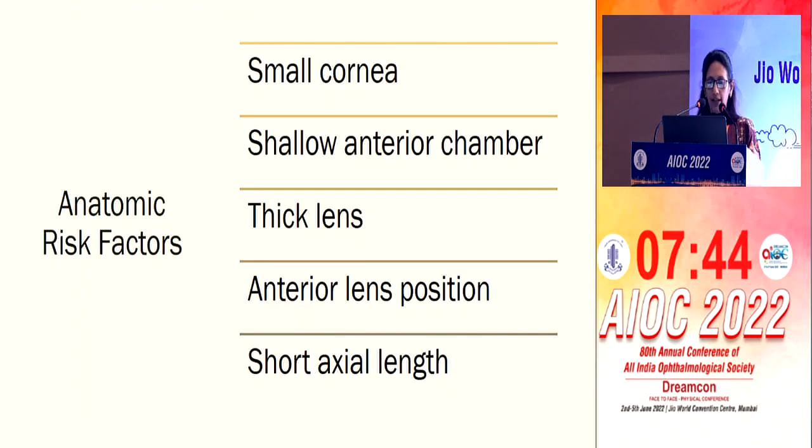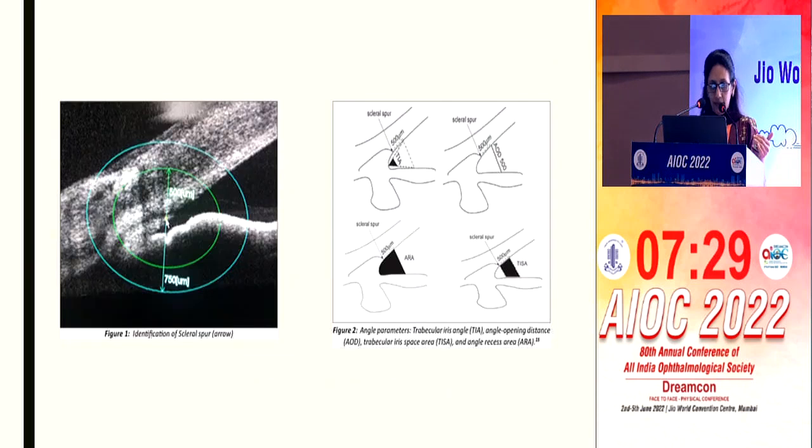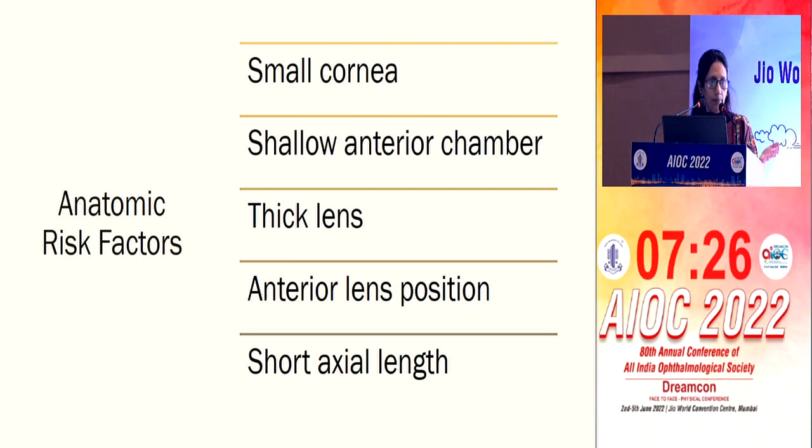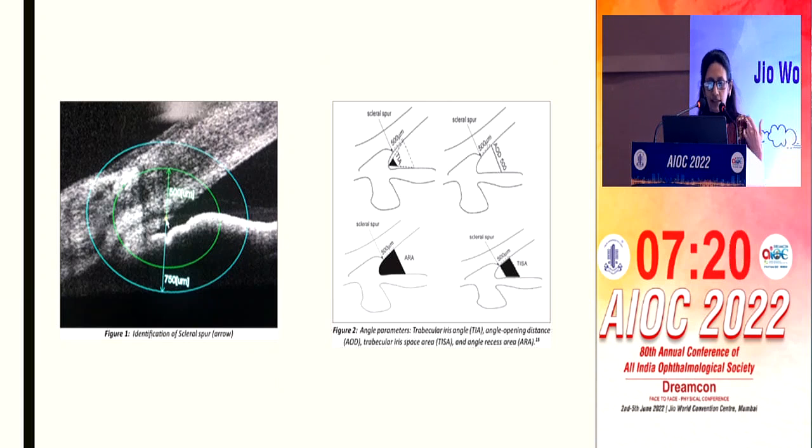So what are the anatomic risk factors? We all know traditionally: small cornea, shallow anterior chamber, thick lens, anterior lens position, short axial length. All these are anatomic risk factors for developing angle closure. But not everybody develops it, even nanophthalmic eyes don't always develop angle closure. So we have modalities like the OCT, the ASOCT particularly, which gives all these measurements, and patients with some of these measurements have been shown to be at a higher risk of developing angle closure.